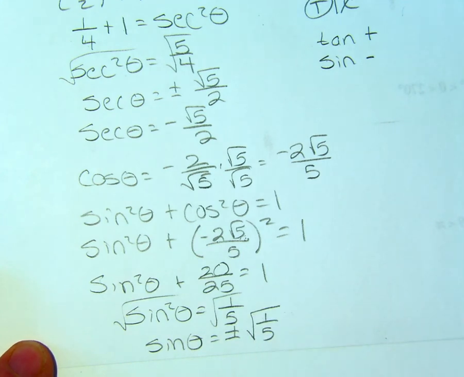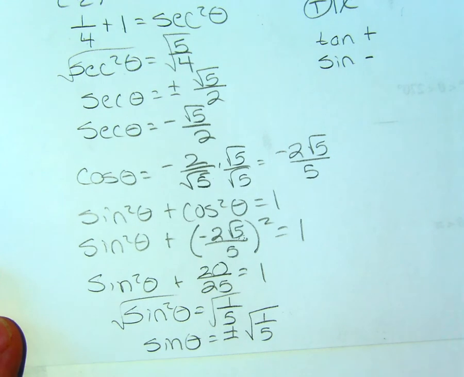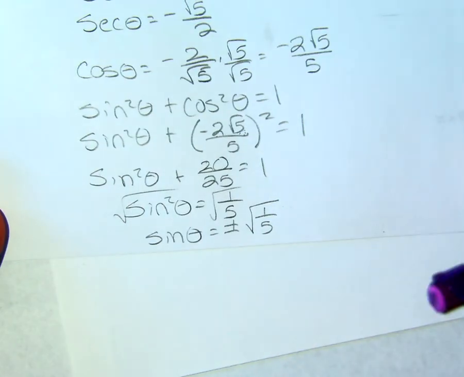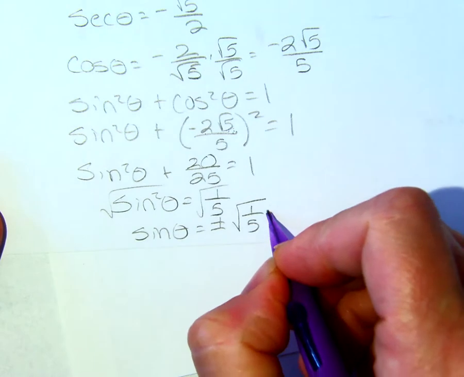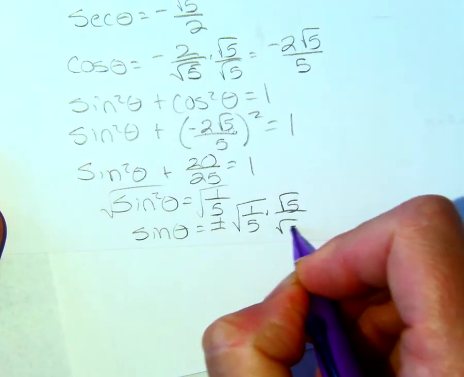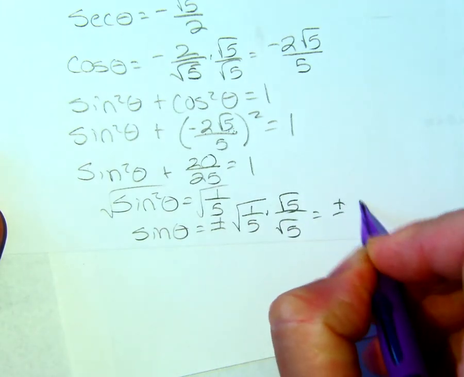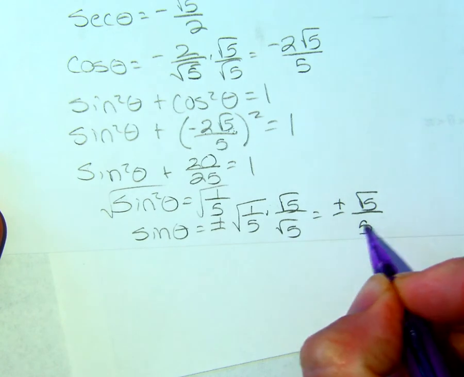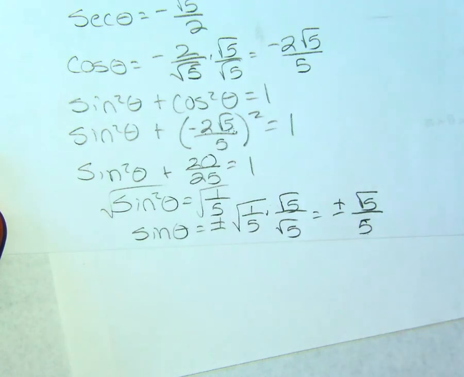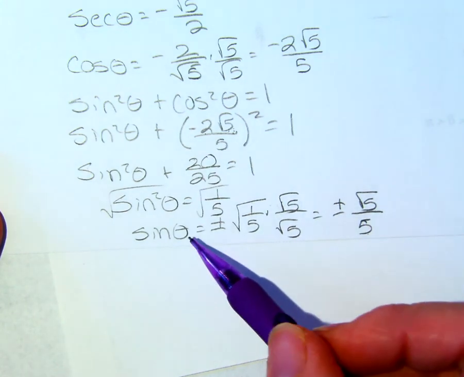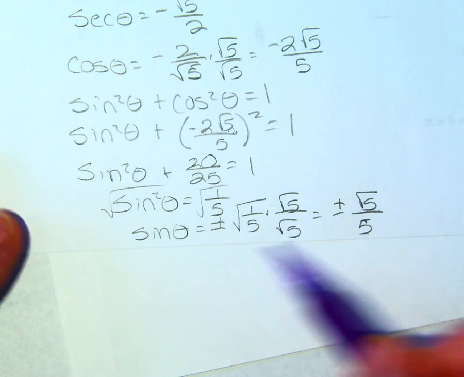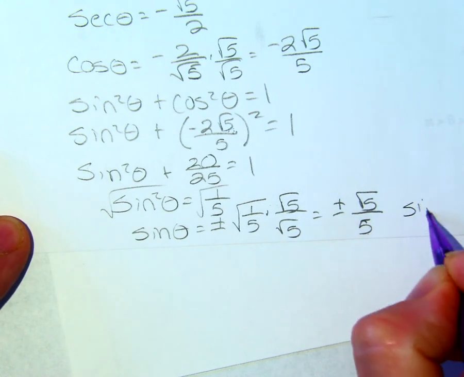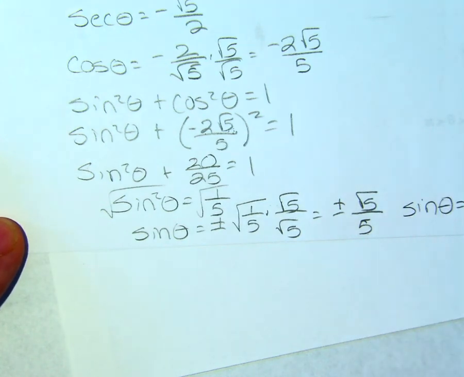Now the problem is, of course, I can't have that square root in the denominator. So I need to rationalize. So I get plus or minus the square root of 5 over 5. Now, as we determined earlier in the problem, the only ones positive for this problem are tangent and cotangent. So sine is going to be negative.